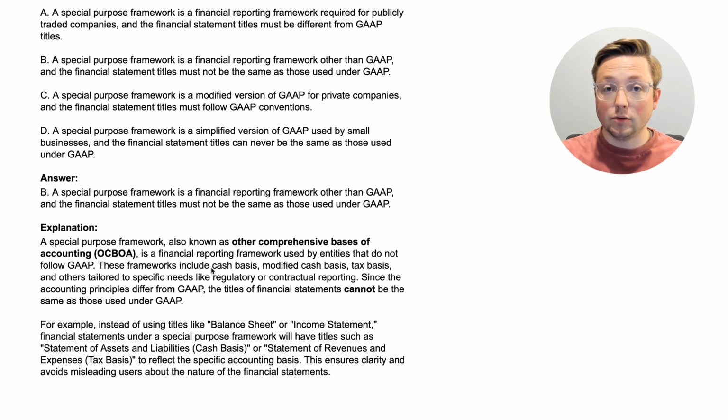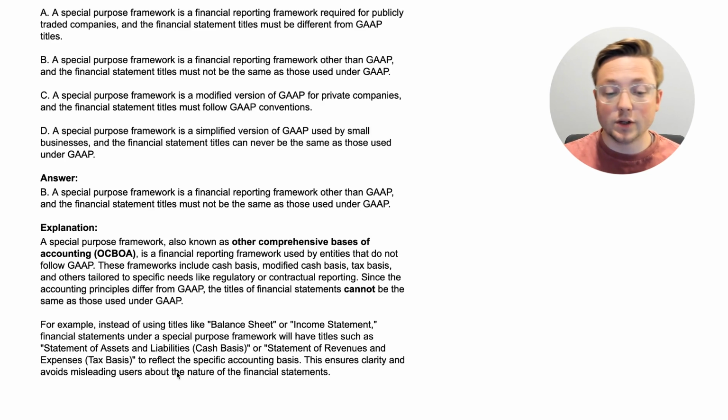So that's something that you need to pay attention to. When it comes to these special purpose frameworks, they cannot use the same financial statement titles as GAAP financial statements. So what does that mean? For example, instead of using titles like balance sheet or income statement, financial statements under a special purpose framework will have titles such as statement of assets and liabilities under cash basis, or statement of revenues and expenses under tax basis, to reflect this specific accounting basis.